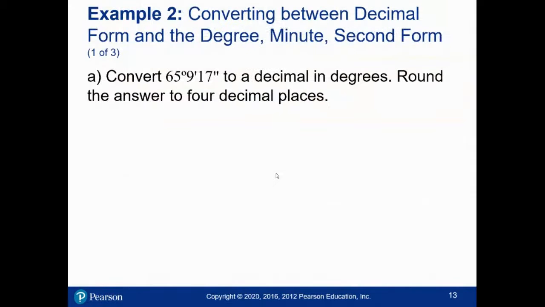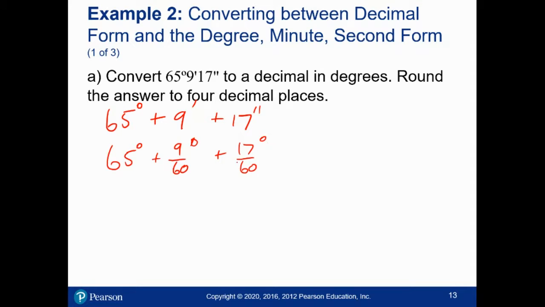Okay. So how would you convert 65 degrees, 9 minutes, and 17 seconds to a decimal quantity of degrees. So notice what we have here is 65 degrees, sorry, we should mark our units. 65 degrees, plus we have 9 minutes, and then we also have 17 seconds. Now, how many degrees is 9 minutes? It's 9/60ths of a degree. 17 seconds is 17/60ths of a minute.